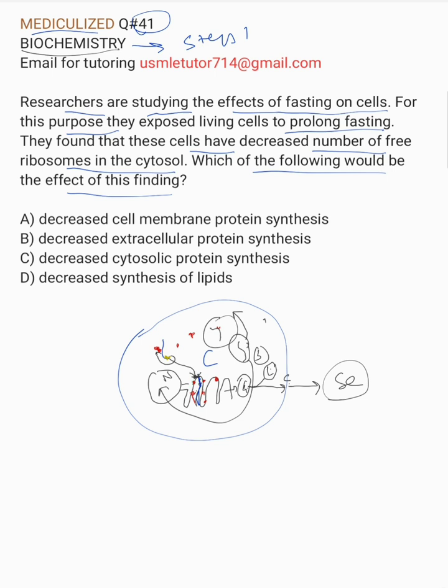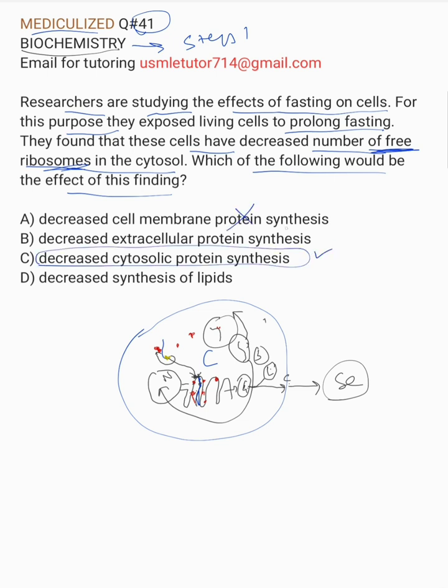Now let's go to this question and see what's happening. Now you will have a better understanding of this question. This question is saying that we have a decreased number of free ribosomes, just the free ribosomes. They did not say anything about the membrane-bound ribosomes. So what is going to be decreased if you have decreased free ribosomes? Obviously, cytosolic protein. So this is the answer here.